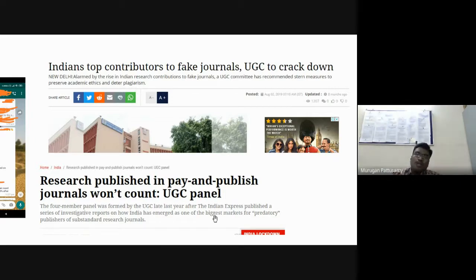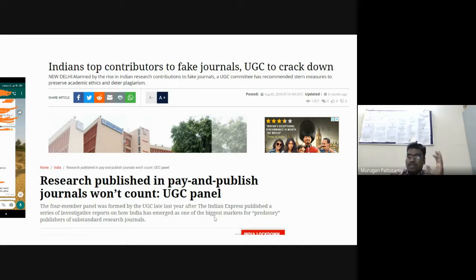So overall, what I'm trying to sensitize here is why you need to have a publication. See, there are two motives. One is our promotion. The second one is getting the job. Or maybe a third objective could be completing our thesis work or submitting our thesis. These are the three major objectives we have in our hand at this point of time.